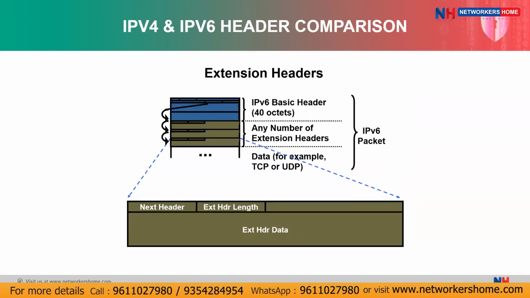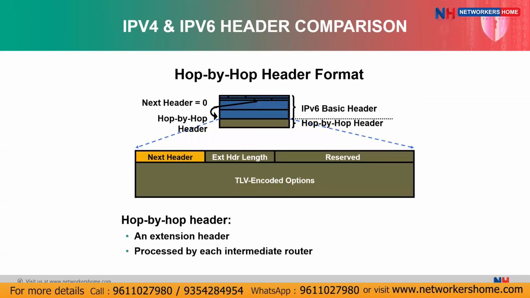It also has extension header features. The IP version 6 header is 40 octets. Then it consists of any number of extension headers, and then data, for example TCP, UDP. Then we have the hop by hop header format. It consists of an extension header processed by each intermediate router, carrying the information they are processing and implementing.